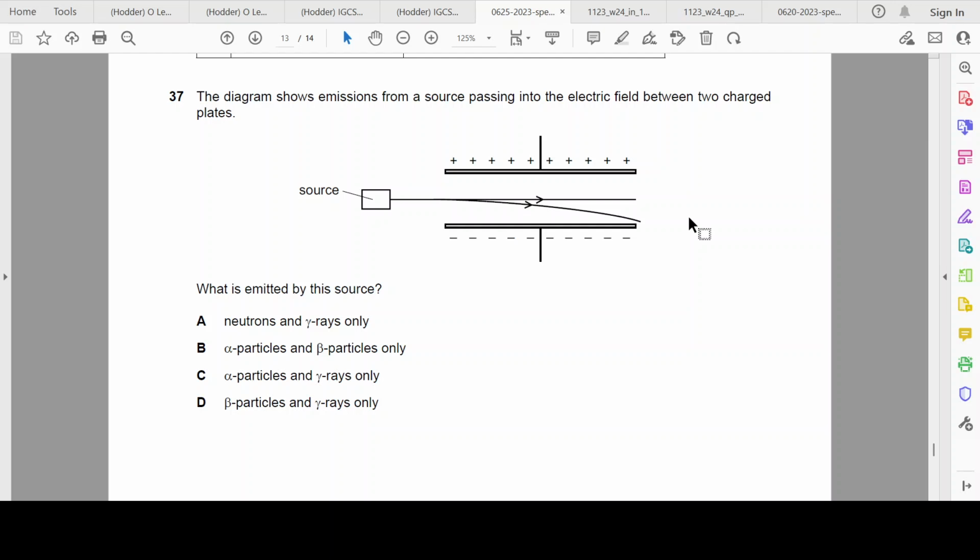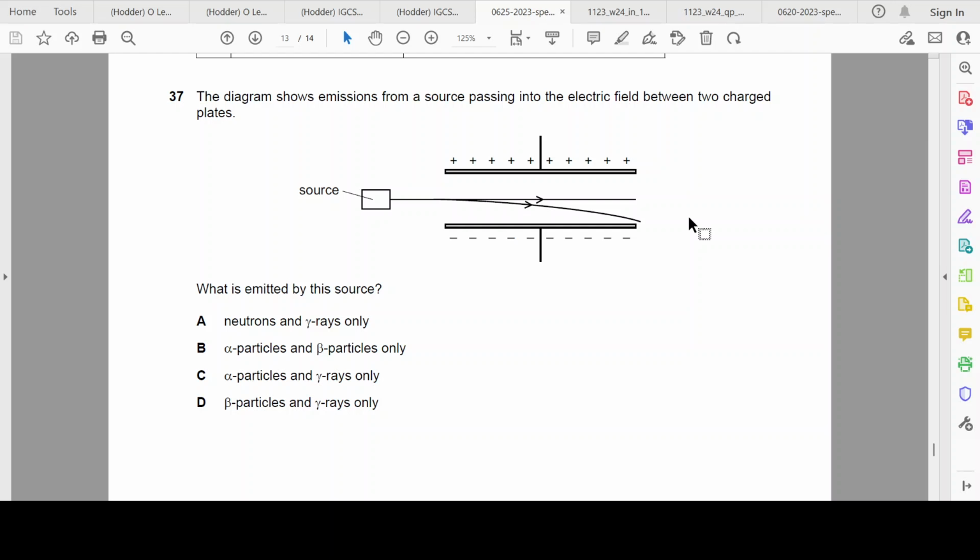Now, which of the alpha or beta particles will be repelled by the positive pole? So it's going to be C, because the alpha particles are helium ions. They are positively charged, and so when you have a positively charged particle in an electric field, it's going to be repelled from the positive terminal, and it's going to be attracted towards the negative terminal.